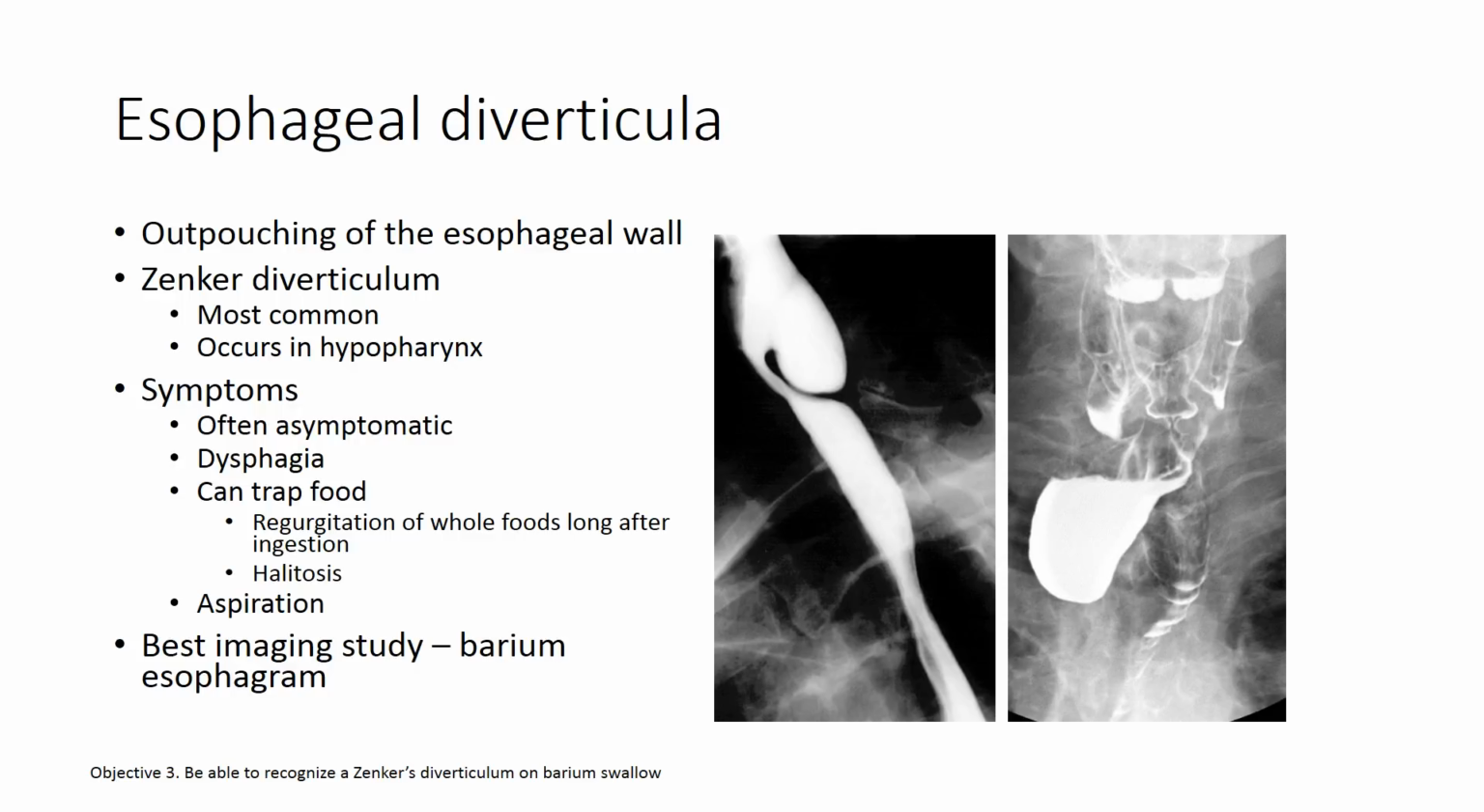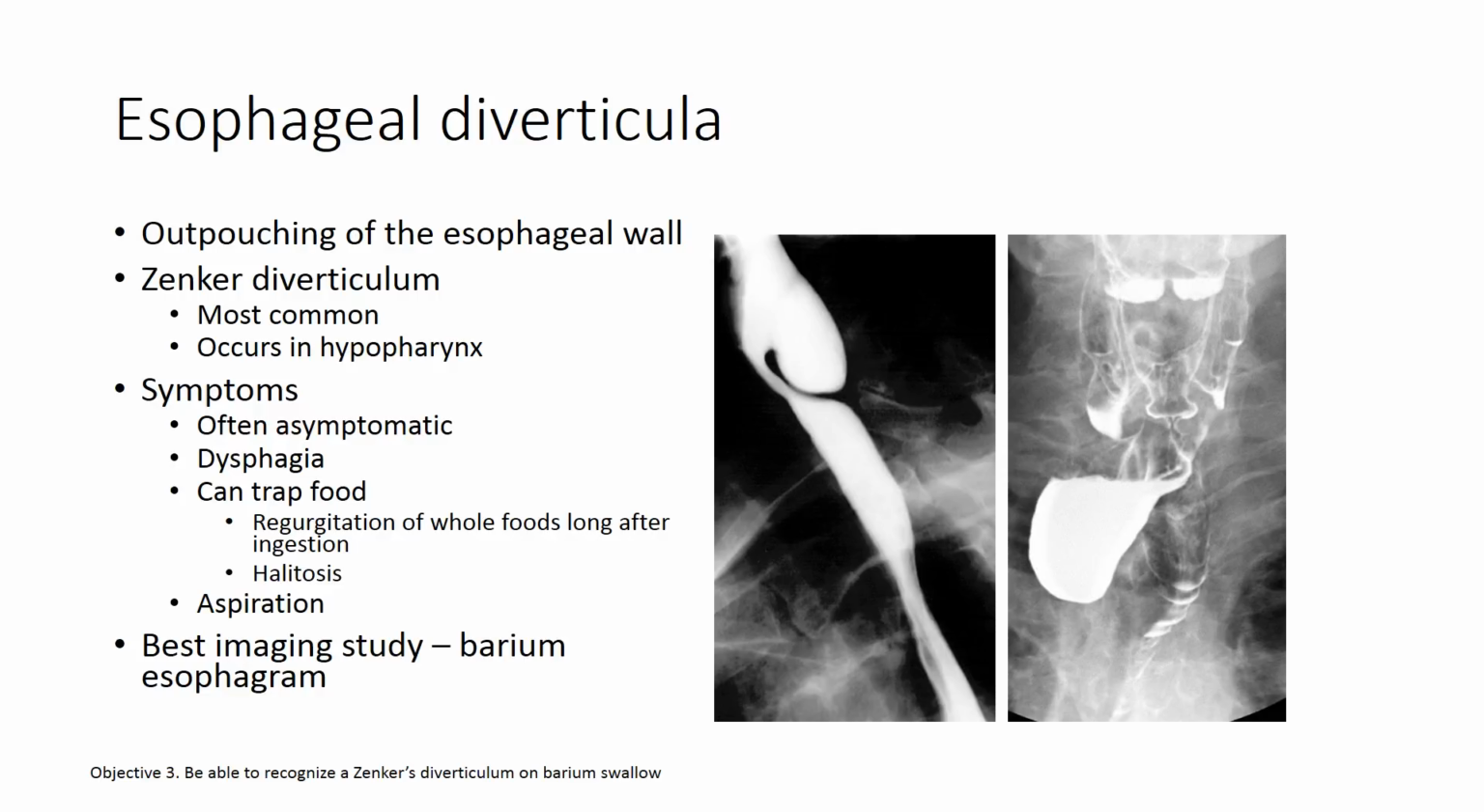It's located within the cervical esophagus, just below the hypopharynx, and extends posteriorly and to one side or the other. It's located right below the cricopharyngeus muscle. These are almost always unilateral. They can range from very small to quite large. They're commonly asymptomatic, and we just discover them when we're evaluating for something else.